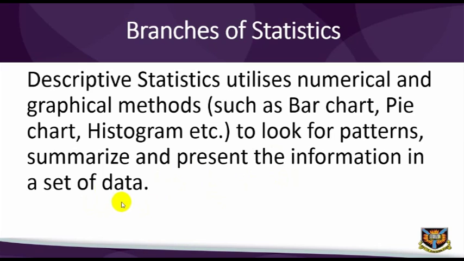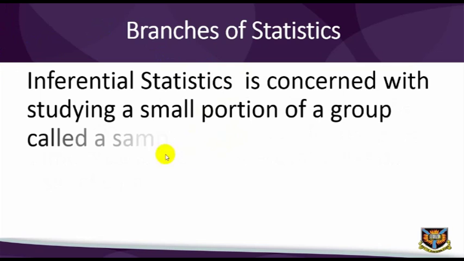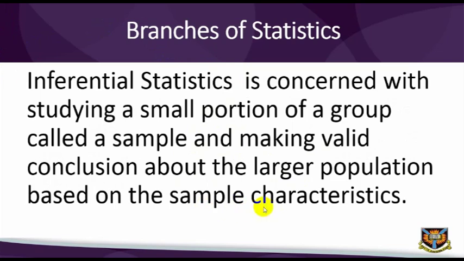Descriptive or deductive statistics can be described as the phase of statistics which seeks only to describe and analyze a given group without drawing any conclusion or inferences about a larger group. Inferential statistics, on the other hand, is concerned with studying a small portion of a group called a sample and making valid conclusions about the larger population based on the sample characteristics. The phase of statistics which deals with conditions under which inferences is valid is called inductive or inferential statistics.